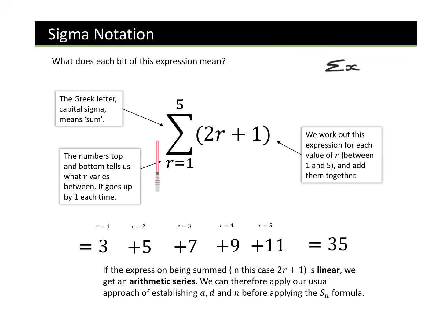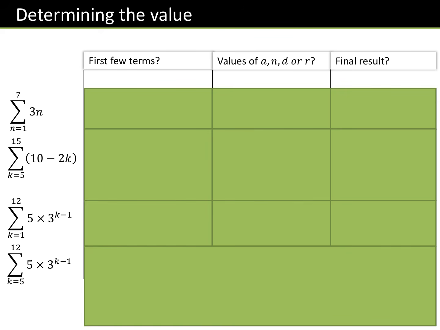So this is saying this goes from the first term to the fifth term. When r equals 1, I substitute it in here. My first term is 3. When r equals 2, I substitute it in here and I get 5. And then you can see that this is an arithmetic series. This is saying I want the sum of the first 5 terms of this arithmetic series.